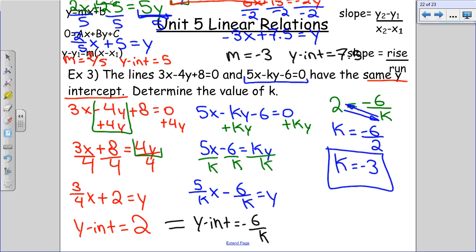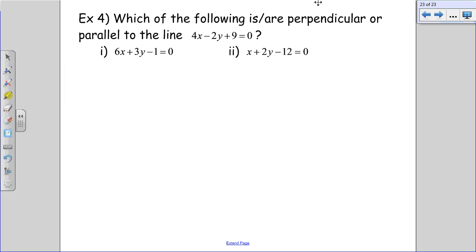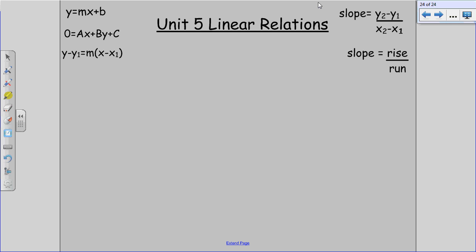All right, last one. This one says, which of the following is, or are, perpendicular or parallel to this line? Basically what they're saying is, are these lines perpendicular or parallel to that line? We're going to do a quick review, for 2 seconds, on what it means to be perpendicular. If you have 2 things that are perpendicular, 90 degrees, what does that mean about their slopes?